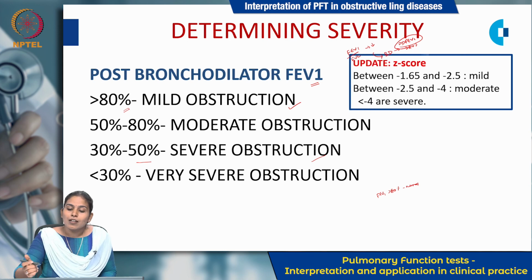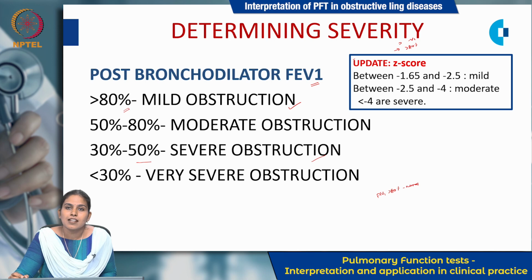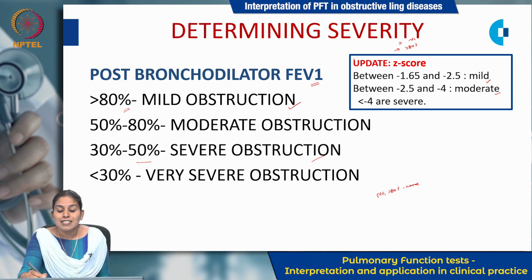Okay, now one more update, because there is something you must know, and it's good to know. Here we are moving towards the Z score. As I told you, it takes into account the patient's gender, height and age. If the person's value falls between minus 1.65 and minus 2.5, then the person is having mild obstruction. If it is between minus 2.5 and minus 4, the person is falling under moderate obstruction, and if it is less than minus 4, then the person is falling under severe obstruction.